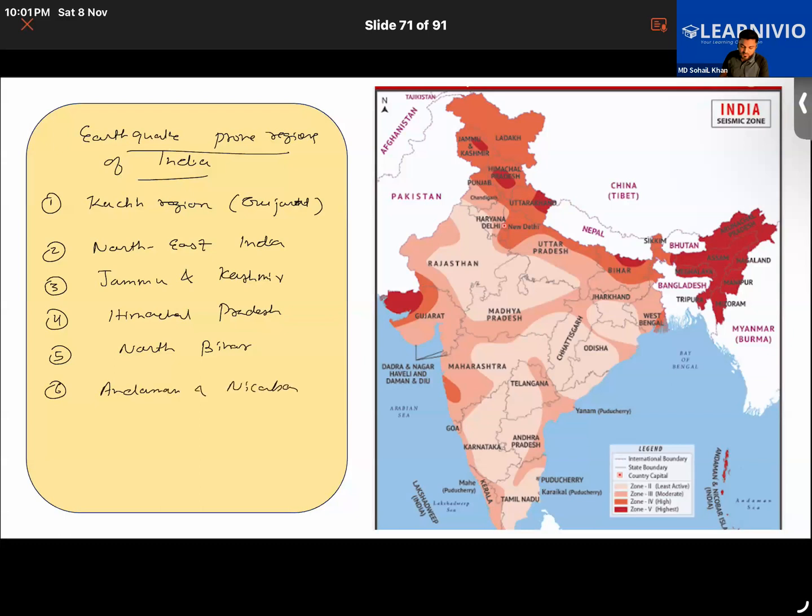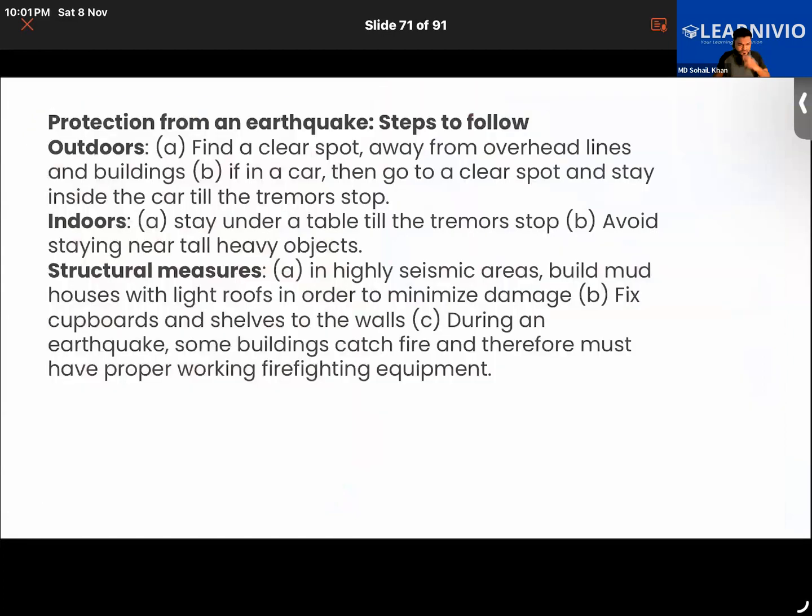One thing I told you guys in the previous class is that India's only active volcano is lying in the Andaman Islands. Remember that. India's only active volcano is in the Andaman Islands, and that is called Barren Island. Also, you see the entire group of the Andaman and Nicobar Islands is falling under zone 5.